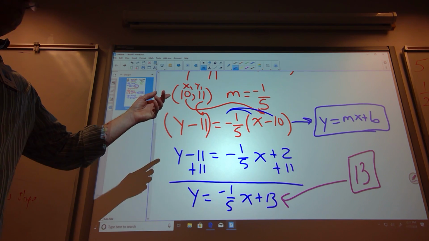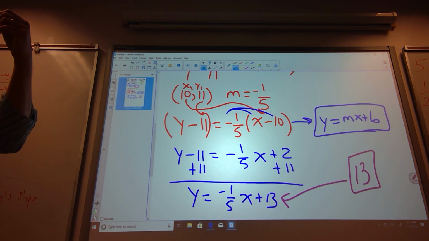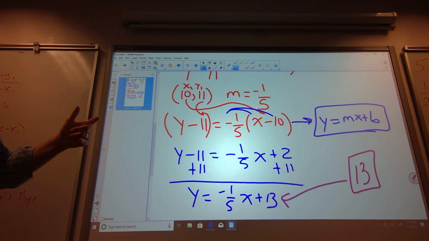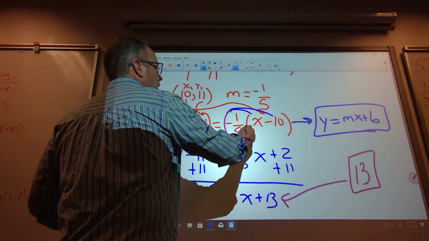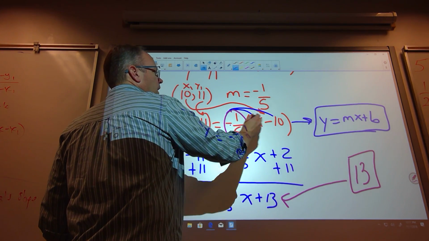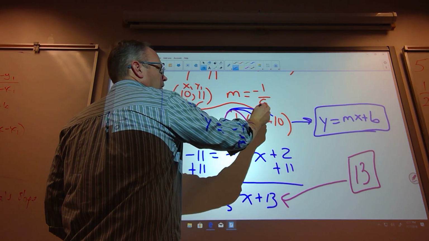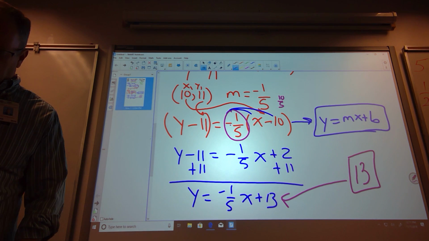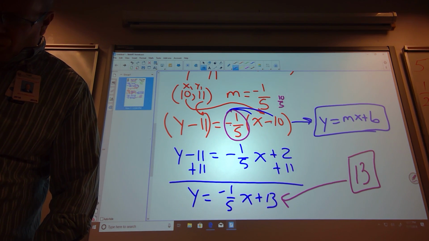What does the slope mean? Well, we already said that. We said the slope was he will get 1 mile closer to school for every 5 minutes he rides his bike. How'd you get the plus 2? I distributed 1/5. So negative times negative is positive. 1/5 of 10 is the same thing as 10 over 5. 10 over 5 is 2. Okay. All right. Got slope.